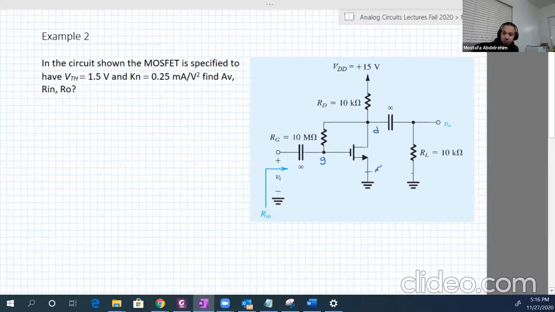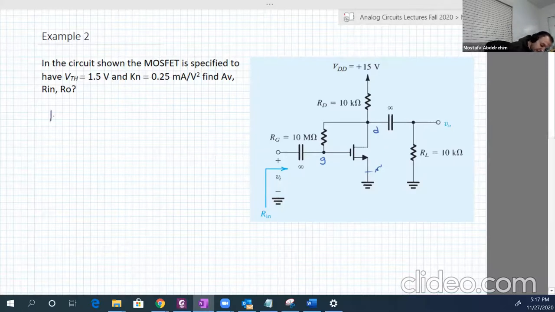Now we have a load. The other two circuits don't have loads. RD was a load. Here we have a load RL. And of course that will reduce the voltage gain, as we will see, just like the effect of a load on BJT amplifiers. So let's see. The transistor here has a threshold voltage equal to 1.5 and a gain parameter equal to 0.25 milliamperes per volt squared. Find Av, R input and R out.